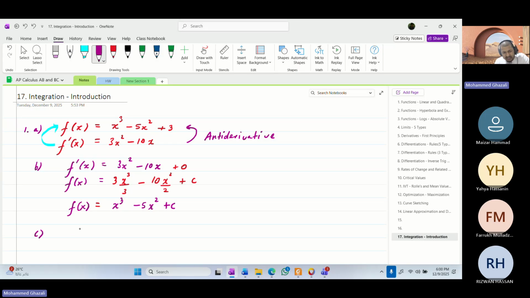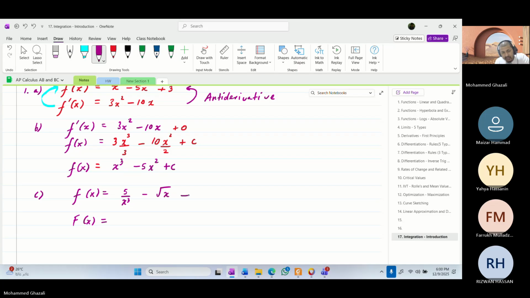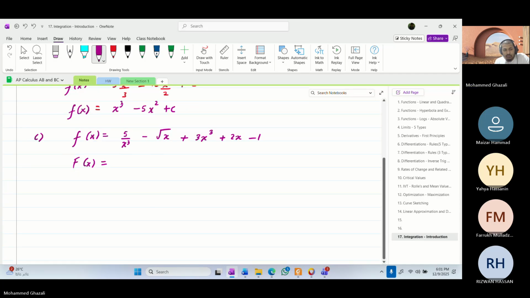Sometimes they tell you the derivative is f of x, like this. What if they give you the derivative as an f of x function? If you want to find the bigger function, you call it capital F of x. So they will give you something like this: 5 over x cubed minus square root of x plus 3x cubed plus 2x minus 1, for example. So this is the derivative function, right? What is the antiderivative function, which is capital F of x?